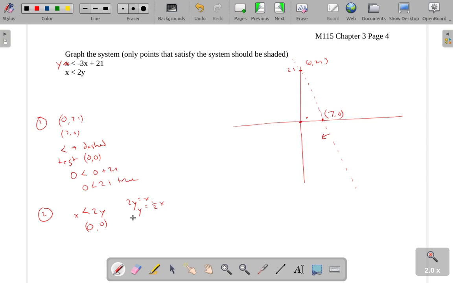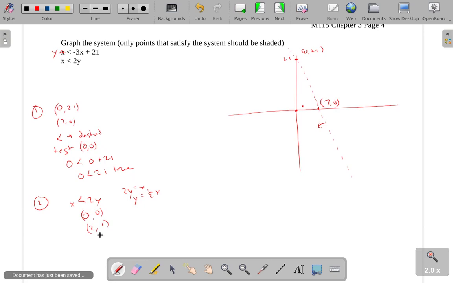I'm not too terribly concerned with that being accurate, although I think that's probably close enough. So we know this would also go through the point (2, 1). That's up 1 and to the right 2. So let's see, this will be a dashed line, because this is a strict inequality. It says less than. This will be dashed. So I'll draw a dashed line in here. And I just need to figure out which way to shade. I can't test the origin, because the origin is on the line. I need to test a point that's on one of the two sides.